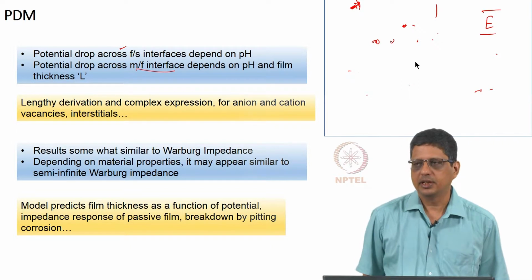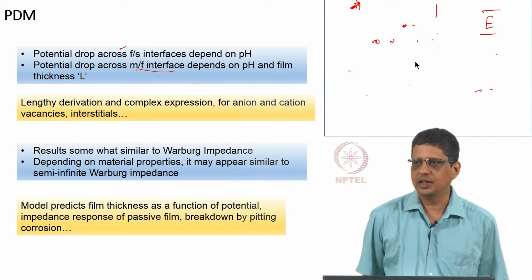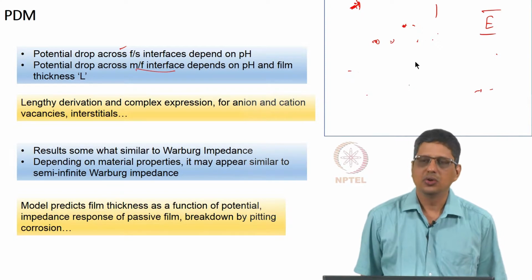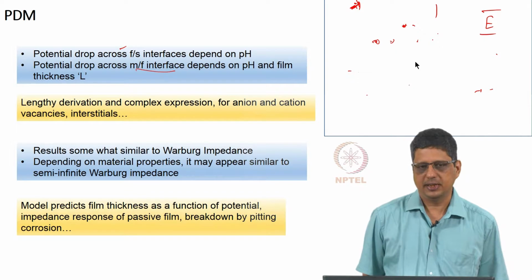You can't compare it directly with the diffusivity, the units are different, but you can visualize that if the diffusivity is small or the film is large, they will have a similar effect. So, a lot of times it will appear similar to a semi-infinite Warburg impedance. Okay.